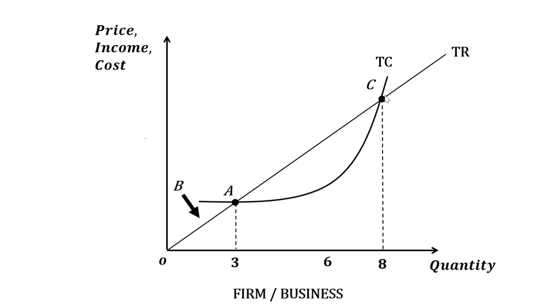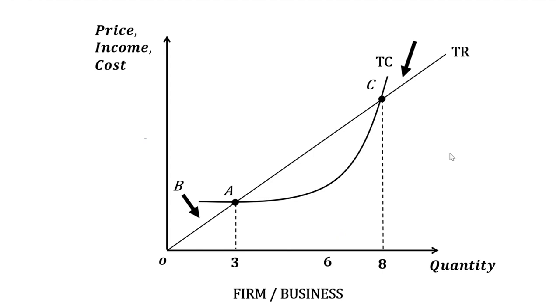When the firm produces beyond eight units, what happens? The firm is making economic loss. Why? Because your total cost is more than your total revenue. Or you can say your total revenue is less than your total cost. Total cost is greater than total revenue. So you use more money to produce the units than what you earn when you sell the units.